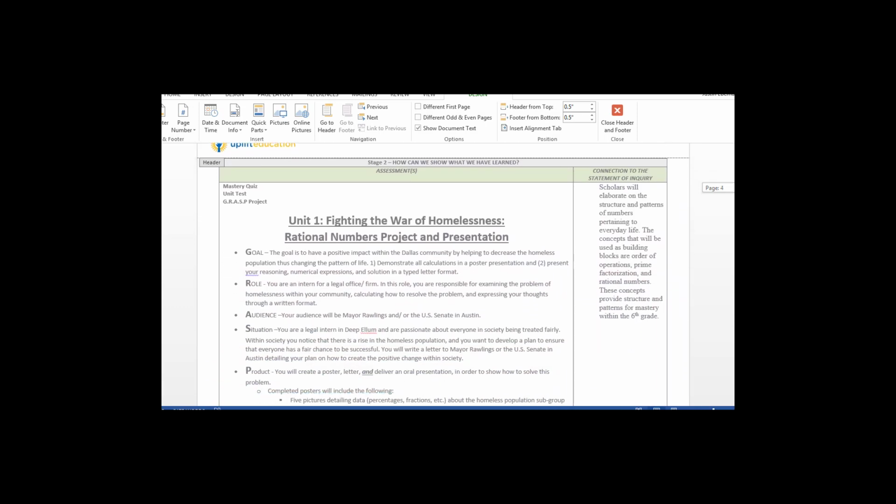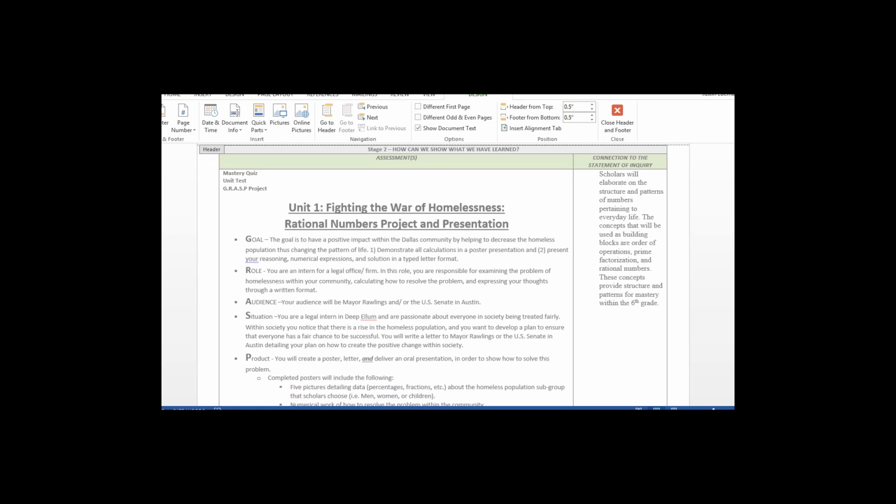Next, we have our performance task, which is the project Fighting the War on Homelessness, Rational Numbers Project, and Presentation. The performance task for this project is for scholars to analyze the real-world problem of homelessness and to fundamentally use math to create a plan for how to decrease the homeless population within their community. Within this project, I understand that different schools have different demographics, so the project lends itself to be tailored to your individual school.